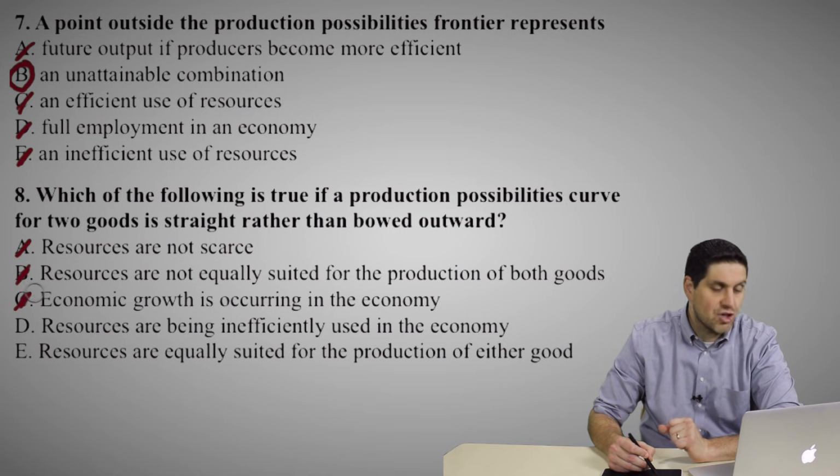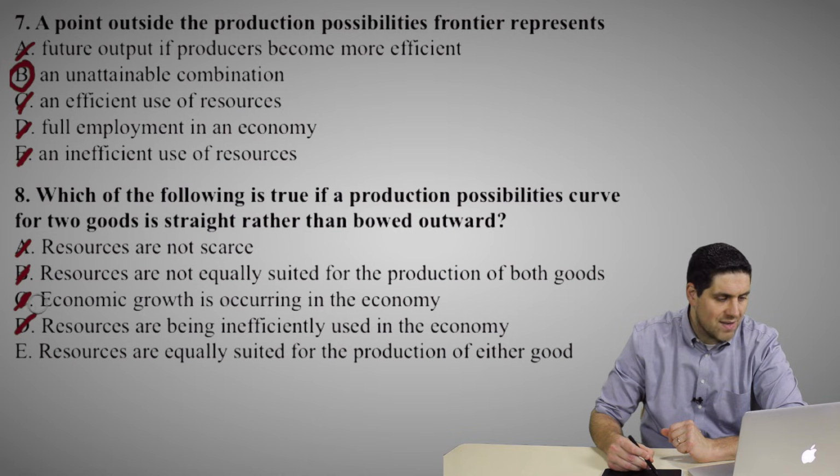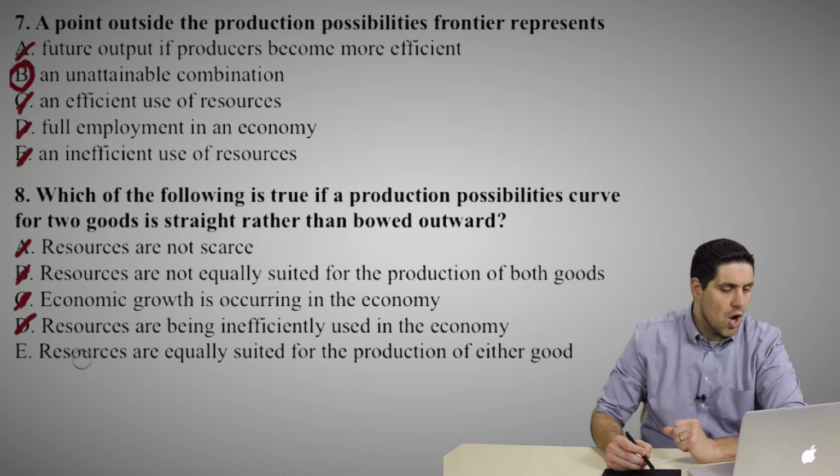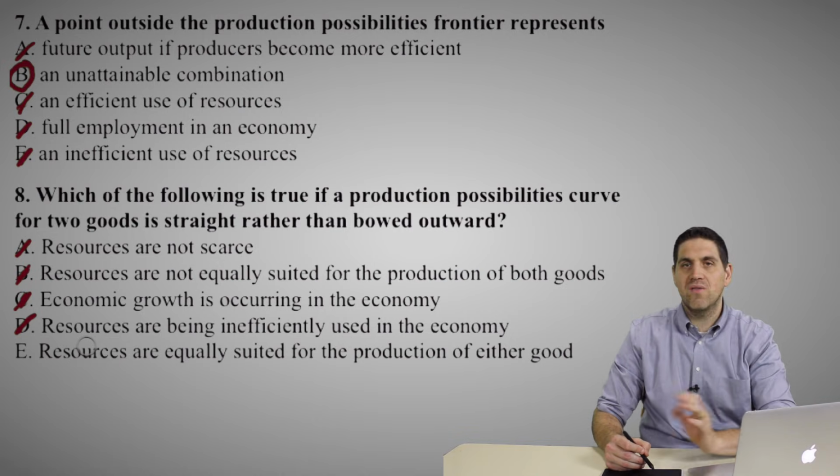No, that's when the curve is shifting outward. Resources are being efficiently used in the economy? No, that's not it. That's just the curve itself. It has to be E. Resources are equally suited in the production of either good.